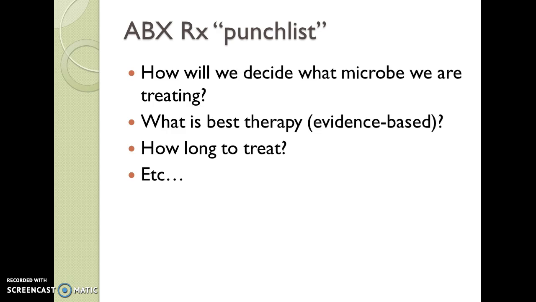So our antibiotic punch list. We want to decide which microbe we're treating, what's the best evidence-based therapy, how long to treat, and which drug we're going to use.